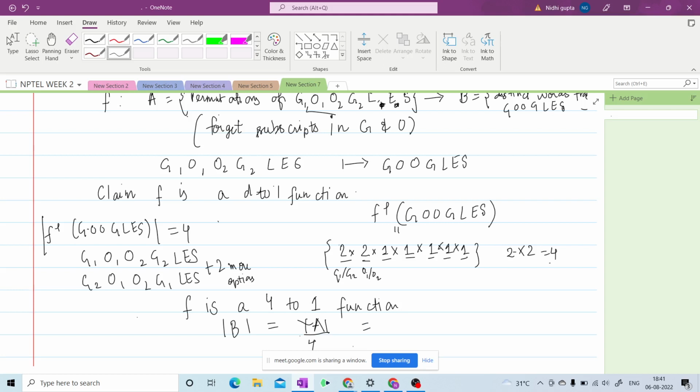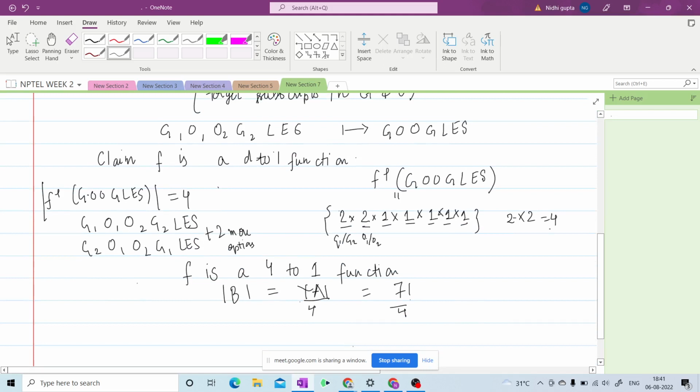And what is the order of A? The order of A was the set that we are already familiar with, 7 factorial. And this is 7 factorial by 4. So is this fine? How we are getting the answer? Yes.